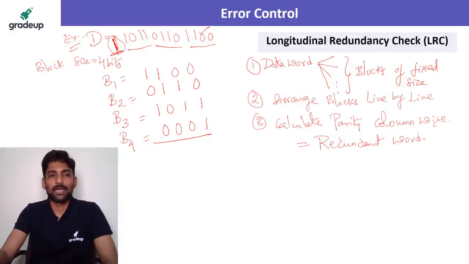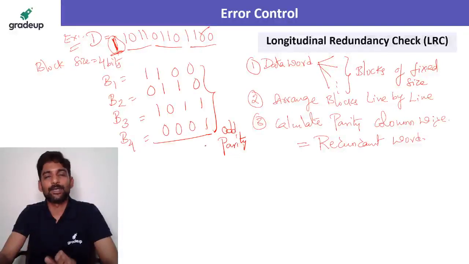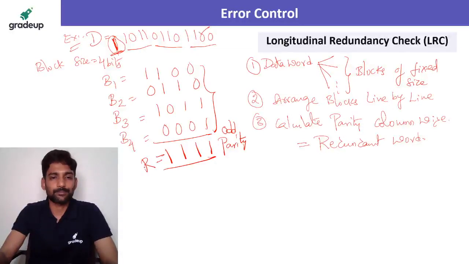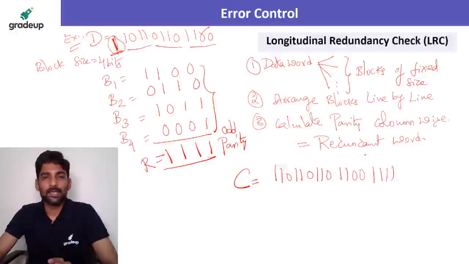Now this is the second step. Arrange the blocks line by line, then calculate parity column wise. Here you may follow either even parity or odd parity. But whatever parity the sender follows, the same parity the receiver should follow. Let's say the sender is following odd parity. Then this would be 1, 1, 1, 1. So this is R. Then what is the code word the sender will send? 1101 0110 1100 1111. The receiver also follows the same. If he gets any non-zero redundant bits, he will find there is an error, otherwise no error.